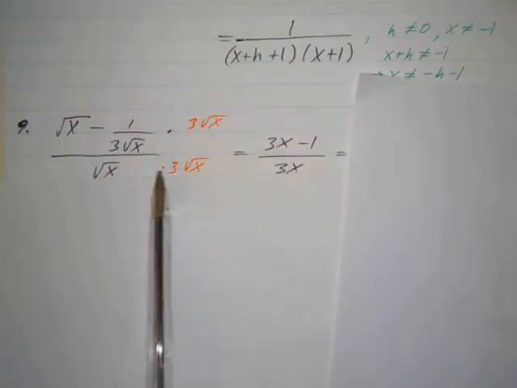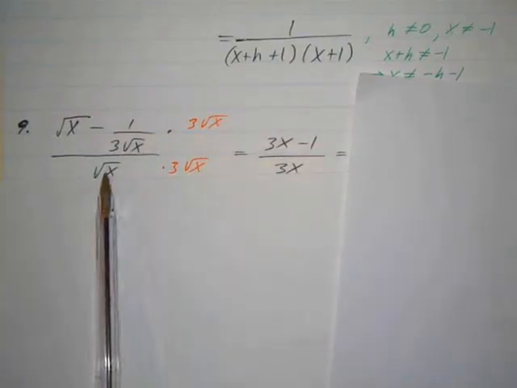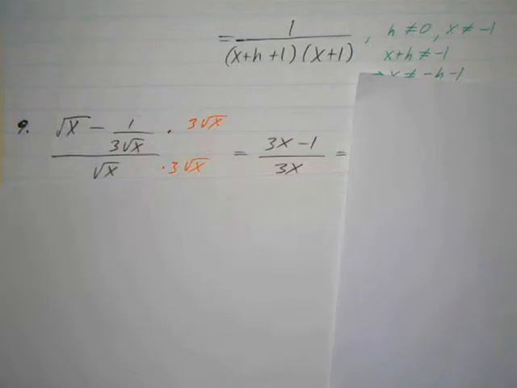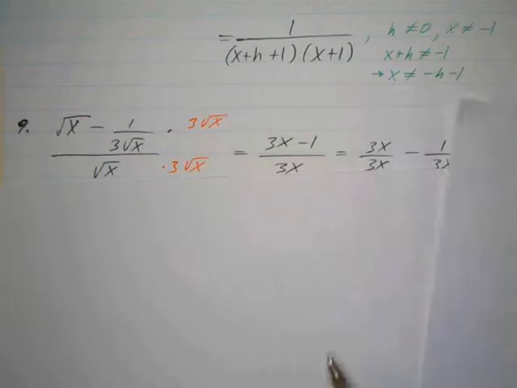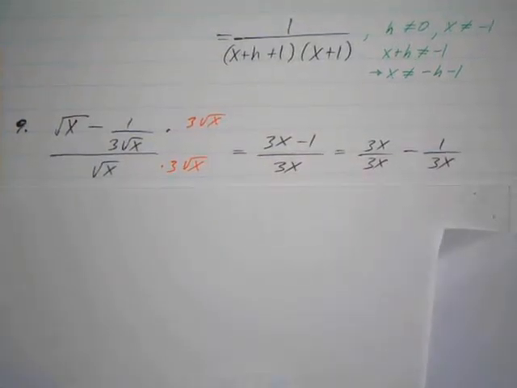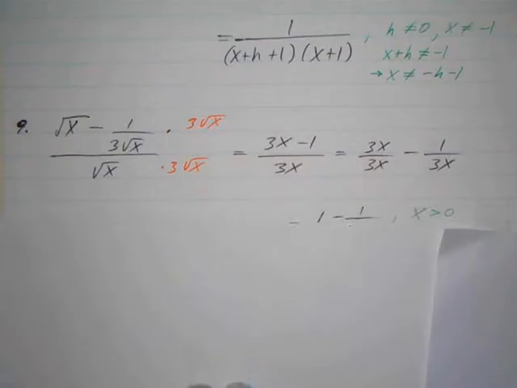And then 3, and then the square root of x times the square root of x is just x, so I just have that. And you could leave it like that. For some reason, they separated this into 2 fractions, so they just wrote it like this: 3x over x minus 1 over 3x, and 3x over x is 1.